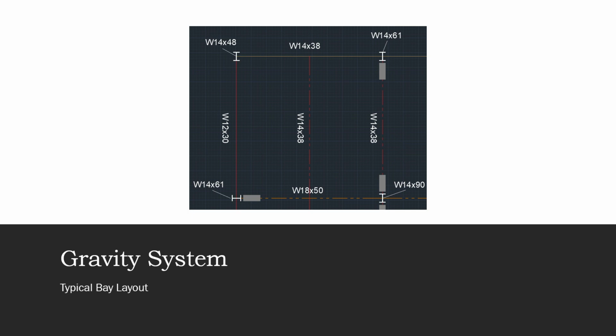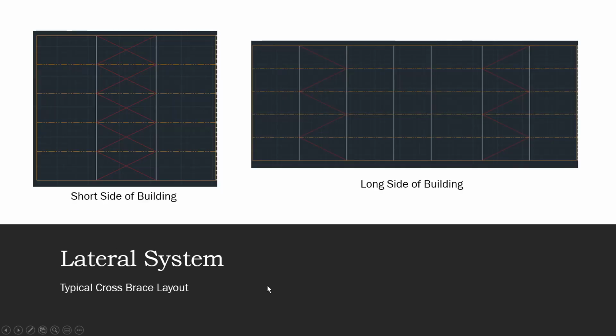So here's the gravity system. This is a typical bay layout, and it'll be connected with beams between each column and a beam between each bay. And then we have the first lateral system, a typical cross brace layout. On the left side you can see it's the short side of the building, around 72 feet. And then the long side of the building, which is 165 feet.